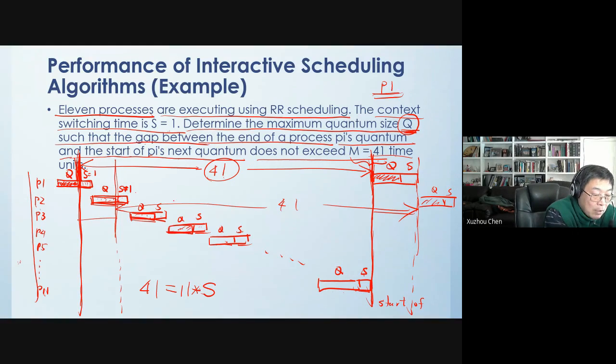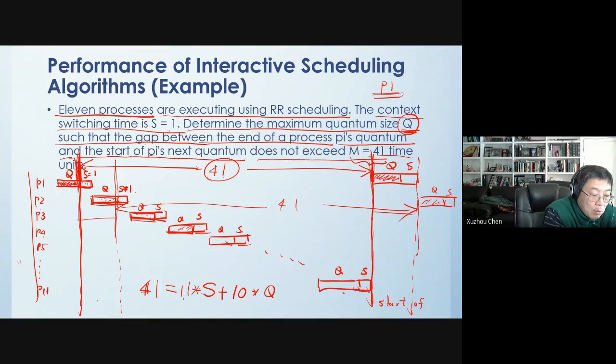So that's from here to here. That's a total of how many time quantum? 10, right? Any questions on this? So these 11 context switching plus 10 time quantum, that's a total of 41.